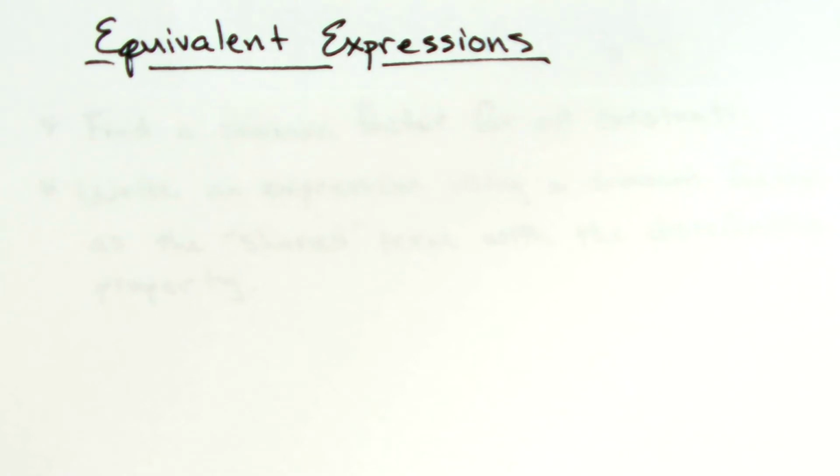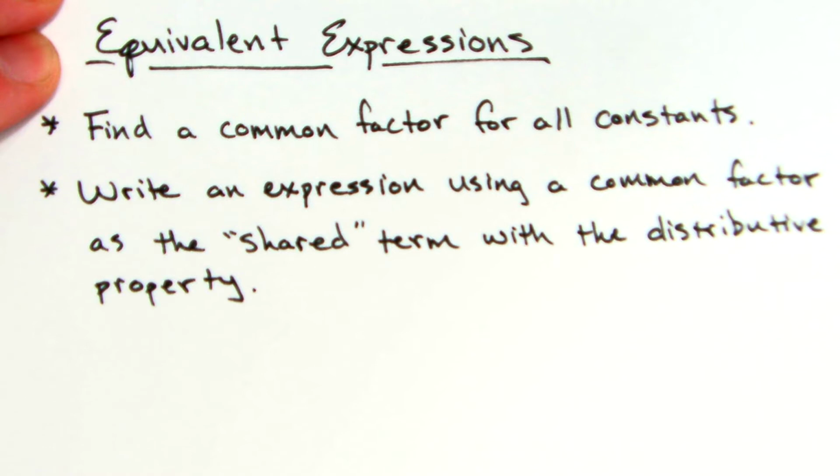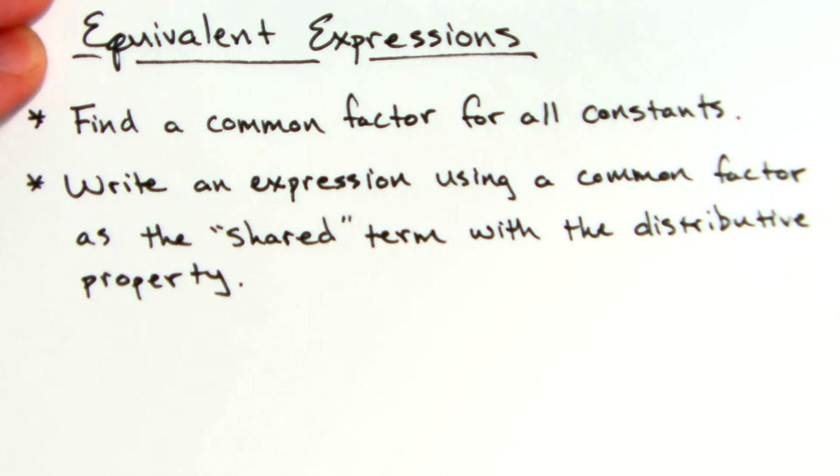Alright, in today's video, we're going to look at making equivalent expressions. Now, there's a couple things to think about when you're getting ready to do this. First, you want to find a common factor for all the constant terms. And once that common factor has been found, then you want to write an expression using one of those common factors as the shared term within the distributive property.